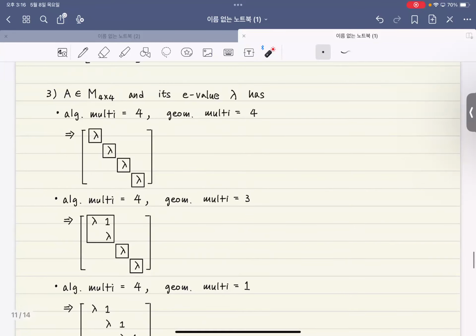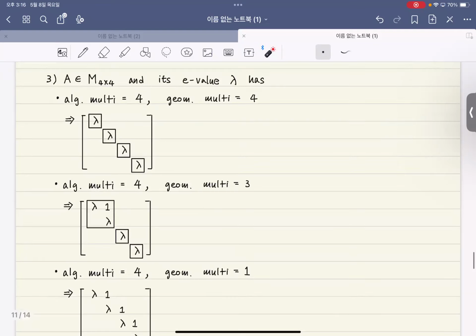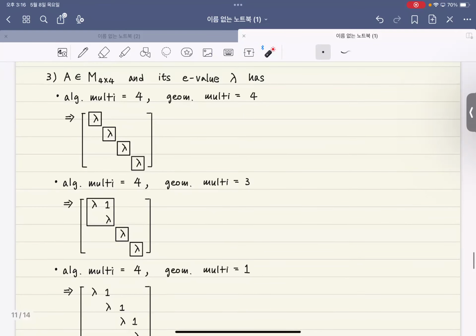Okay, now things are getting more interesting. A is 4 by 4, and algebraic multiplicity 4, geometric multiplicity 4. Yeah, for some reason, I lost connection with the Apple Pencil. So in this case, this is the only case.